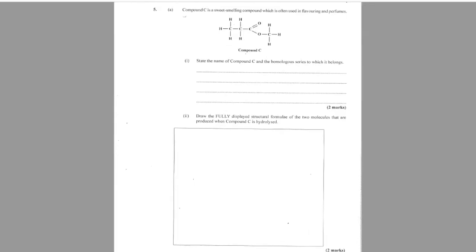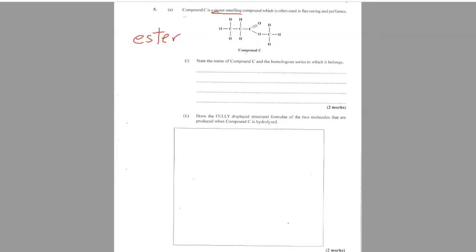This question is on organic chemistry, reactions of esters, reactions of organic compounds, to be more specific. And we're just going to kick it off. Compound C, part A. Compound C is a sweet-smelling compound which is often used in flavoring and perfumes. So once we hear anything relating to sweet-smelling compound in organic chemistry, then we should be thinking about an ester. They want us to name compound C and to give the homologous series to which it belongs. So we know it belongs to an ester.